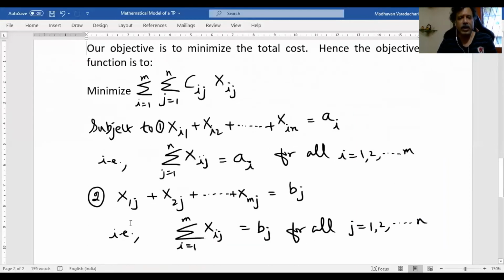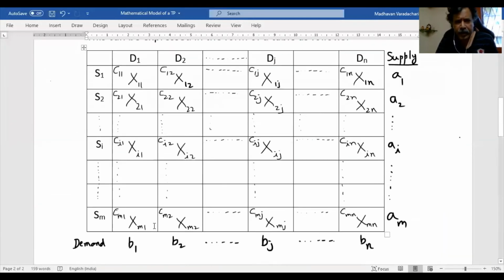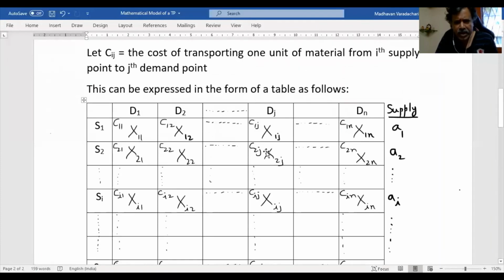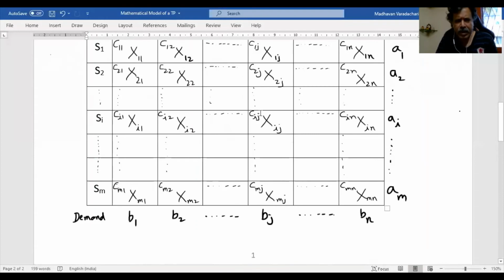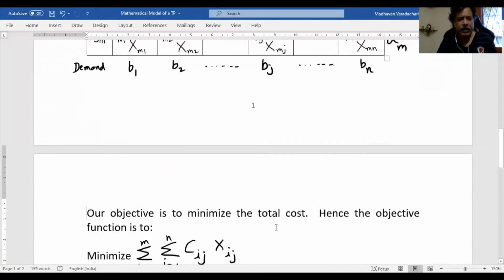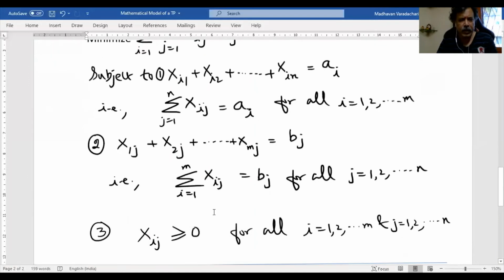Similarly for columns, if I go into that table again, x1j, x2j, and so on up to xmj, if I add all those things, it should match your bj. This is applicable for all the b's, so I will say for all j. That's what is written here. So x1j plus x2j and so on up to xmj should be equal to bj.